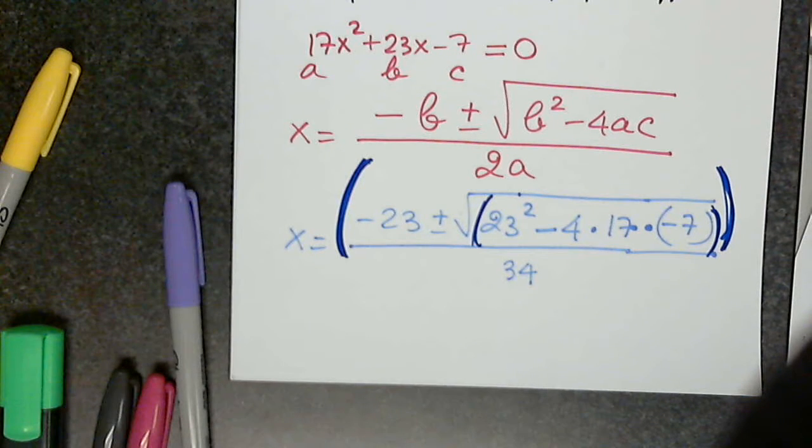So left parenthesis, negative 23. When you start with a negative number, it has to be this symbol, not the operational symbol, 23, plus the square root, parenthesis, it may pop up in your calculator already, 23 squared. Instead of putting minus and minus, since I have two negatives, I'm going to put plus. Plus 4 times 17 times 7, close the parenthesis, outside, close the parenthesis, and divide by 34. And press enter.